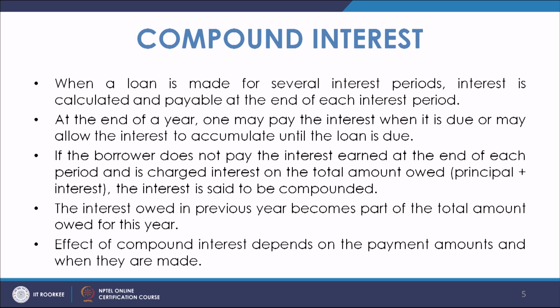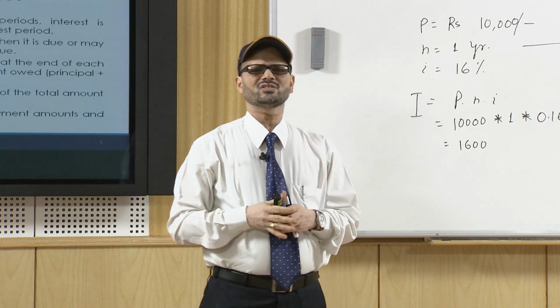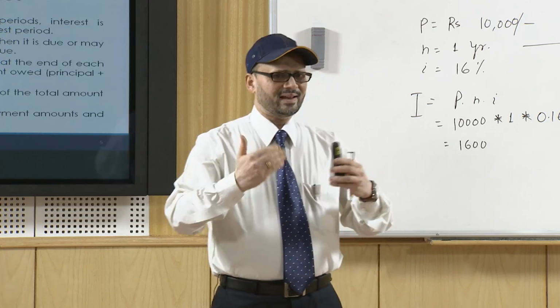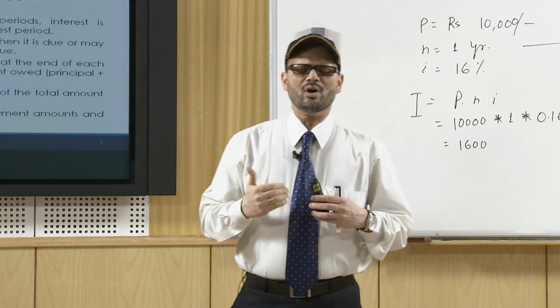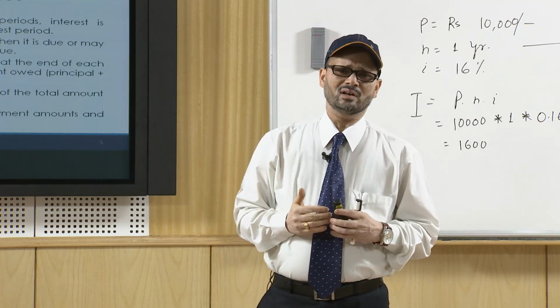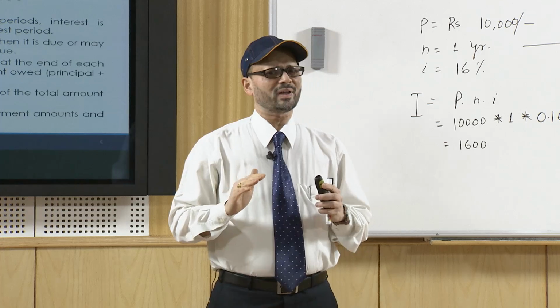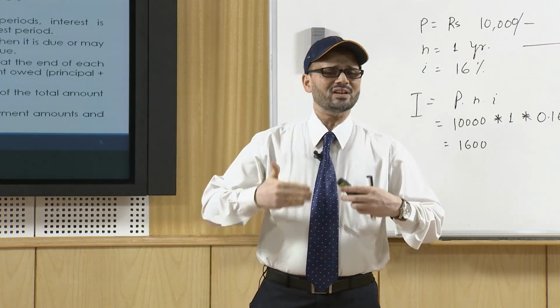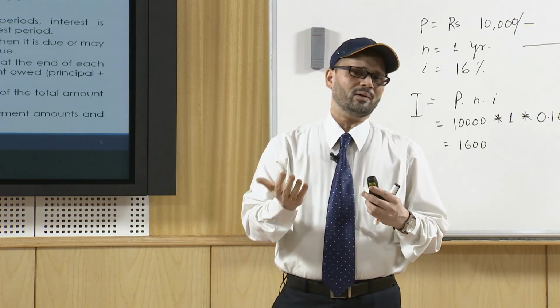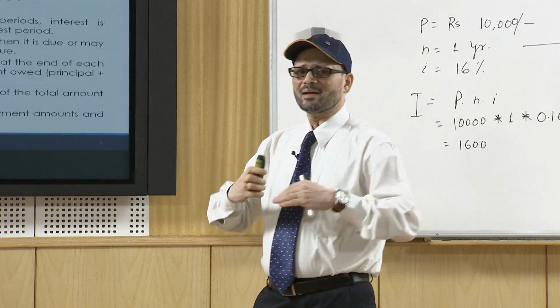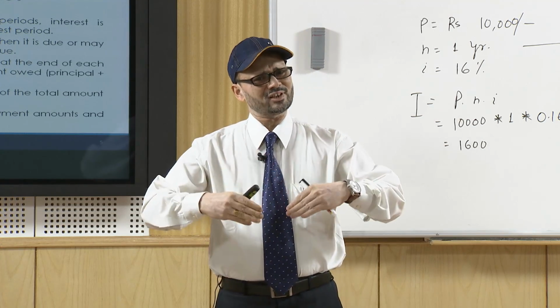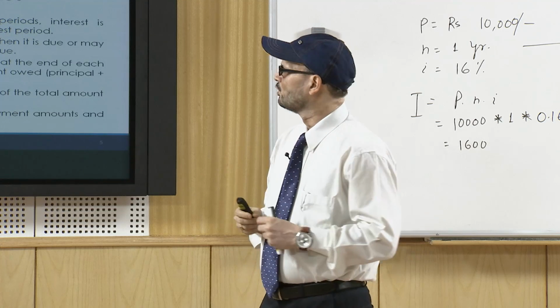At the end of a year, one may pay the interest when it is due or may allow the interest to accumulate until the loan is due. So, there are two cases. If a lender has given a certain amount to a borrower, he may tell the borrower to pay the interest every year, or he may say the borrower need not pay, but the interest every year will be added to the amount owed. So, every year the amount owed will be increasing and correspondingly the interest accrued also will go on increasing.